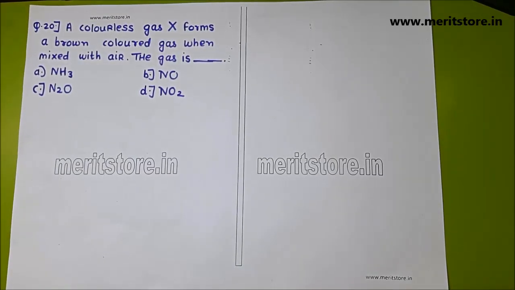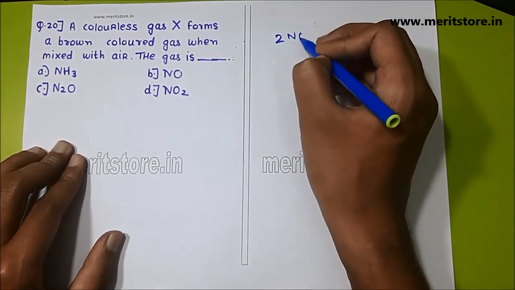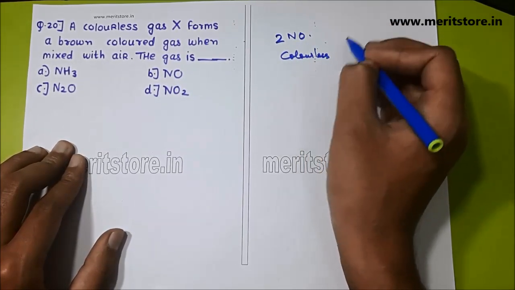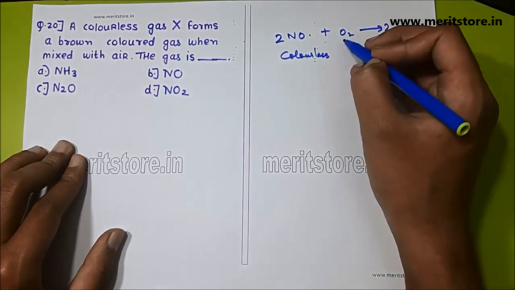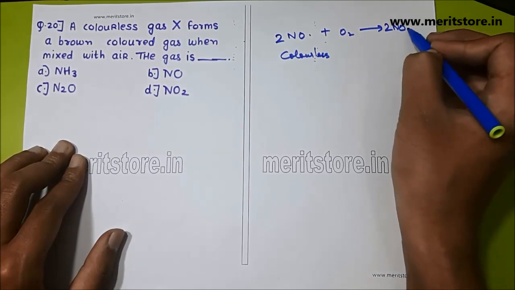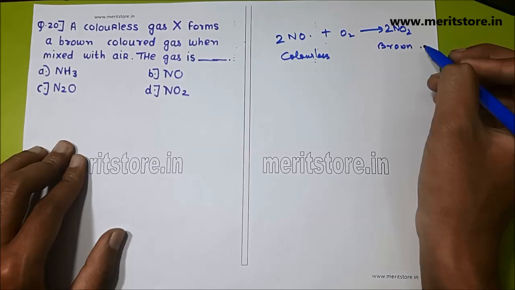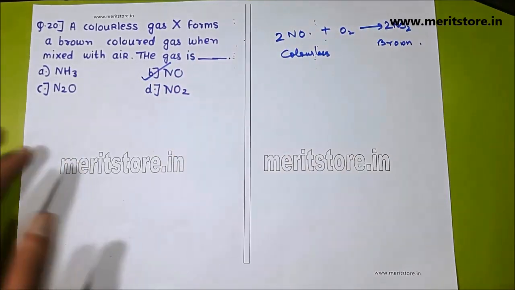Question number 20. A colorless gas X forms a brown colored gas when mixed with air. The gas is A ammonia, B NO, C N2O, D NO2. Okay, the given reaction would be 2NO, which is our colorless gas, plus oxygen, that is in presence of air, will give 2 moles of NO2, which is brown gas, nitrogen dioxide. So option B is the correct option, which is our colorless gas.